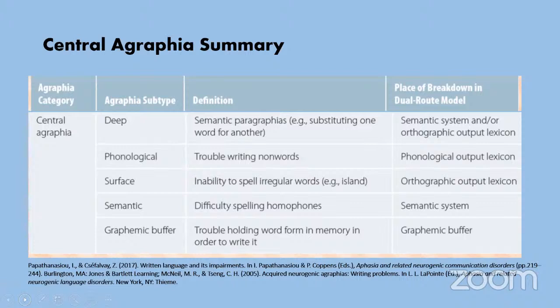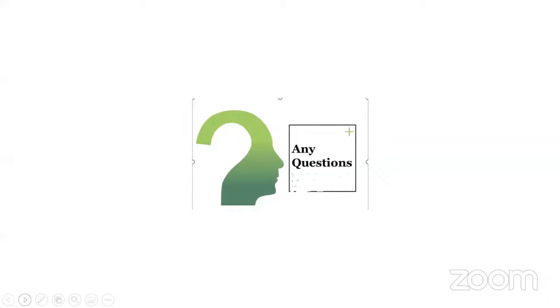So in this class, we have gone through the dual route model for alexia and agraphia. Before that, we understood the neuroanatomical correlates for reading and writing, and I think that completes our language section. We covered dysarthria, aphasia, alexia, agraphia, and next class we will go on to the following part of this series. If there are any questions, I'd like to answer them.